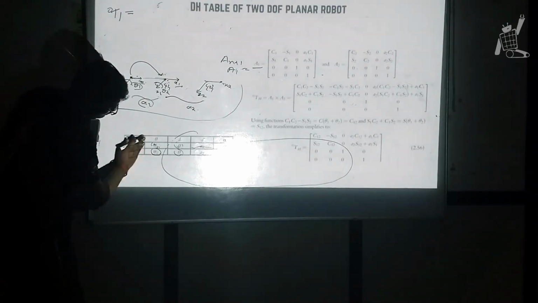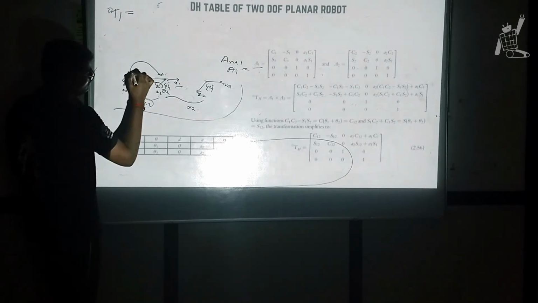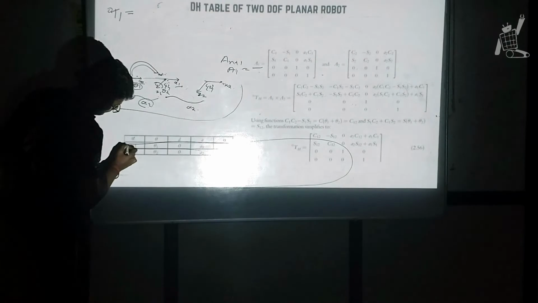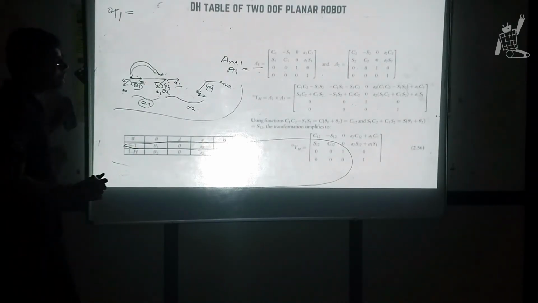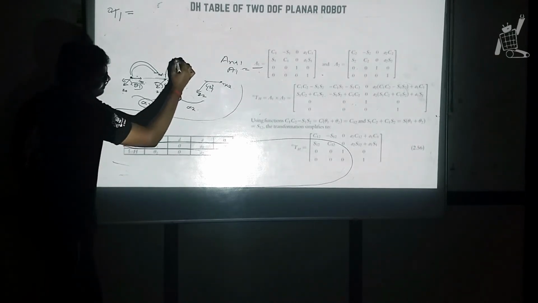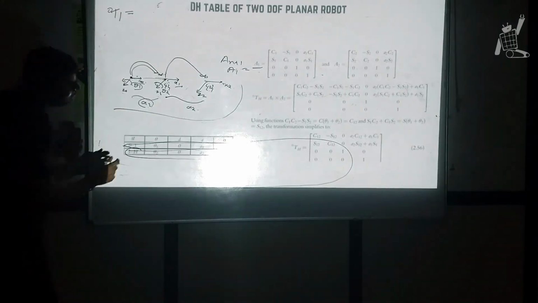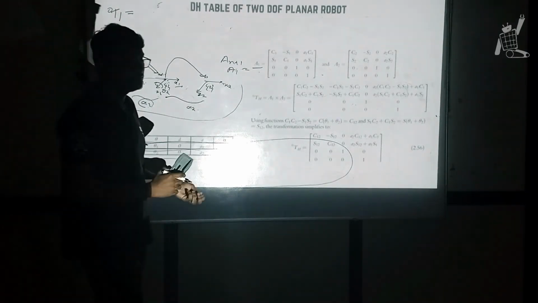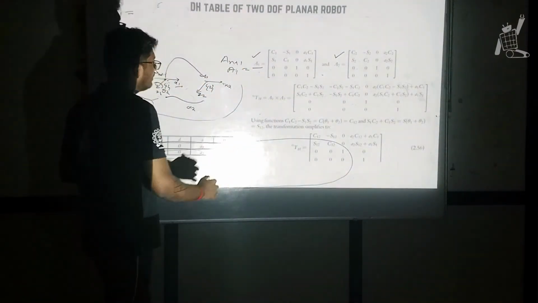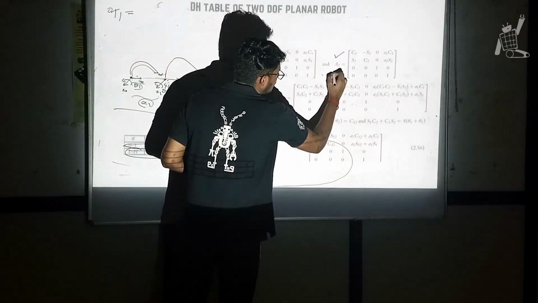By substituting all these values, I am transferring from here to here first. So you need to use this thing first. For the second one, transferring from here to here, you need to use this thing. You need to substitute these values in that matrix. So you will get A1 and A2. That basically means transformation from 0 to 1, then transformation from 1 to 2.